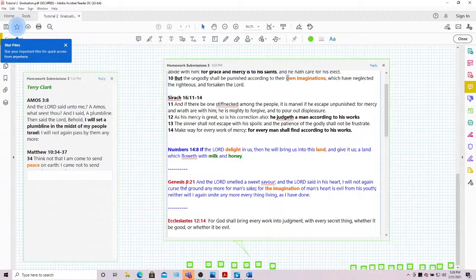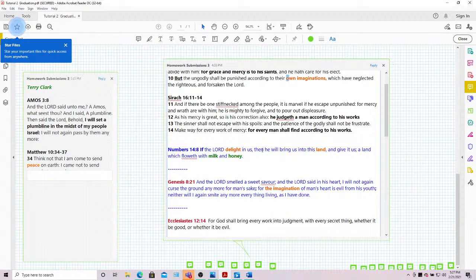So you got Genesis chapter 8 verse 21. And the Lord smelled a sweet savor, and that's a semicolon, so that thought is over with. And the Lord said in his heart, I will not again curse the ground anymore for man's sake, which is another semicolon, so this thought is done. For the imagination of man's heart is evil from his youth, this is the one that we're looking for, this thought right here.